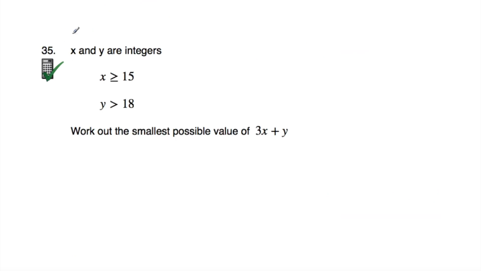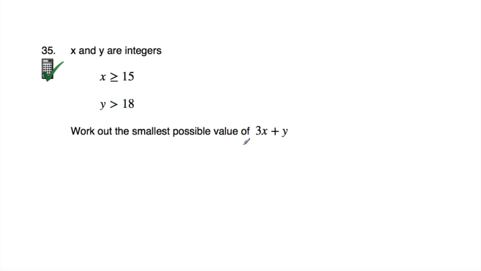Question number 35 says x and y are integers. So they're integers, and that's quite important in this question, and we'll come back to that in a minute. We're told that x is bigger than or equal to 15, so it could be 15, could be 27, could be a million. We're then told that y is bigger than 18. Remember, it's an integer, so that means it could be 19, 52, 100, a million.